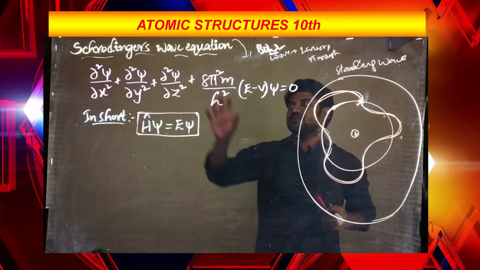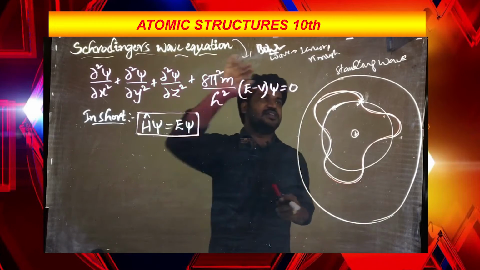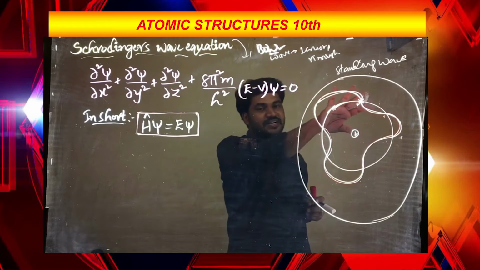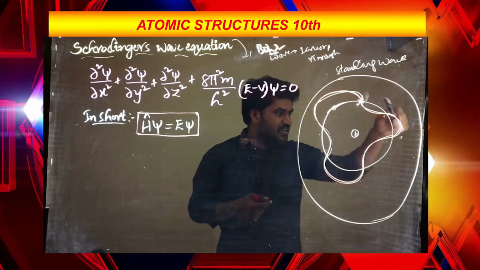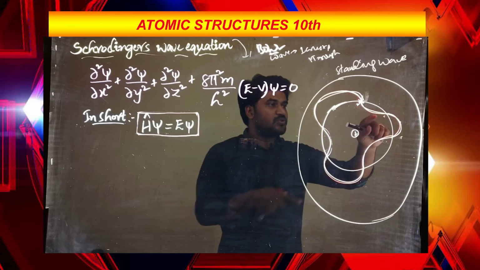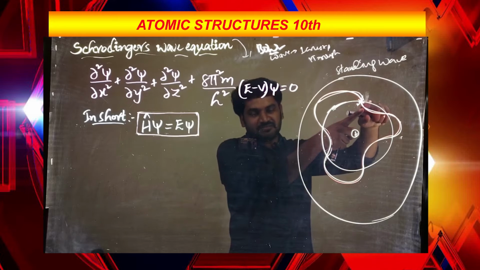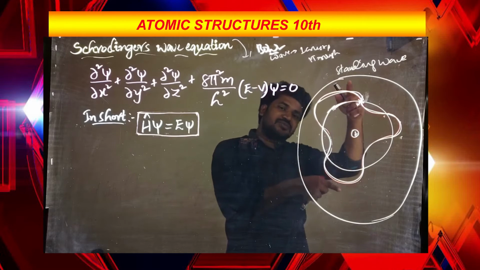Just remember here: in Schrodinger's wave equation, he considered the electron as a standing wave. In the standing wave, the electron has a wave motion, and in the wave motion, the starting point of the first wave is the ending point of the last wave.